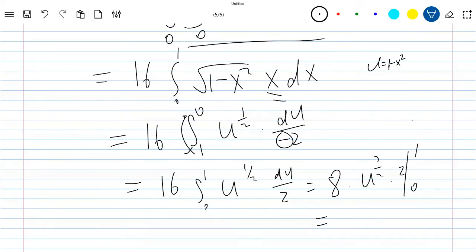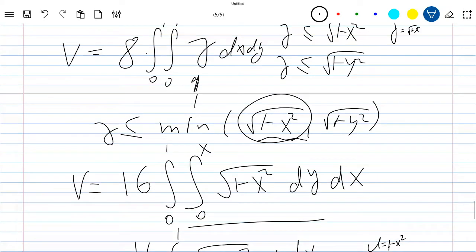And then you get just 1 for u to the 3/2, I've got the 2/3 here. Then you just get 16 over 3. Done. That's the volume. Alright, and does that make sense?